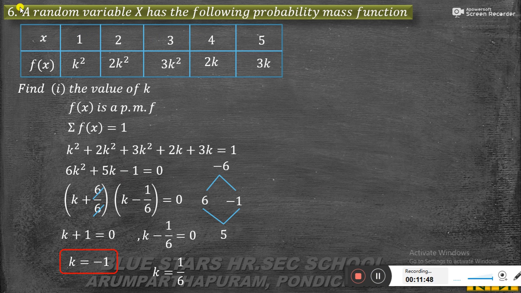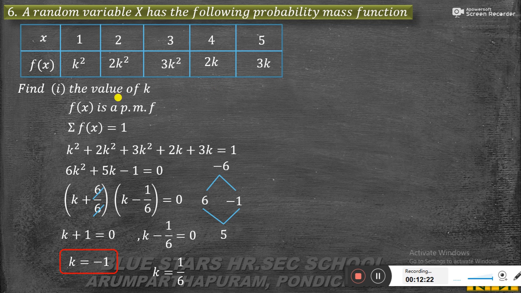Now we discuss the sixth problem. You see the question: a random variable x has the following probability mass function: x equals 1, 2, 3, 4, 5, f of x equals k square, 2k square, 3k square, 2k, 3k. Find: subdivision 1, the value of k; subdivision 2, probability of 2 less than or equal to x less than 5; subdivision 3, probability of 3 less than x.